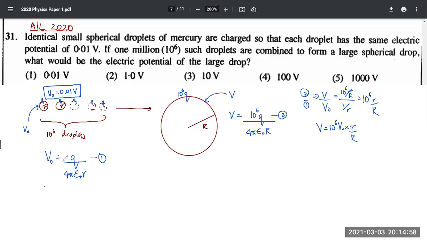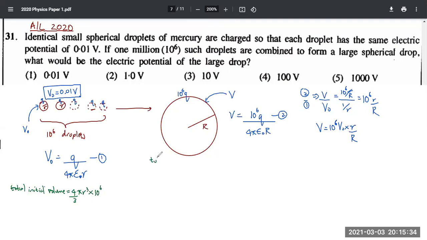Right. For that, if you want to compare this radius with this radius, what do you need to do? The volume must be compared. So, total initial volume. What is the total initial volume? That is the volume of each small sphere, 4 by 3 pi r cube, into how many droplets there were, 10 to the power 6. That is the total initial volume. Hope you can agree with me.